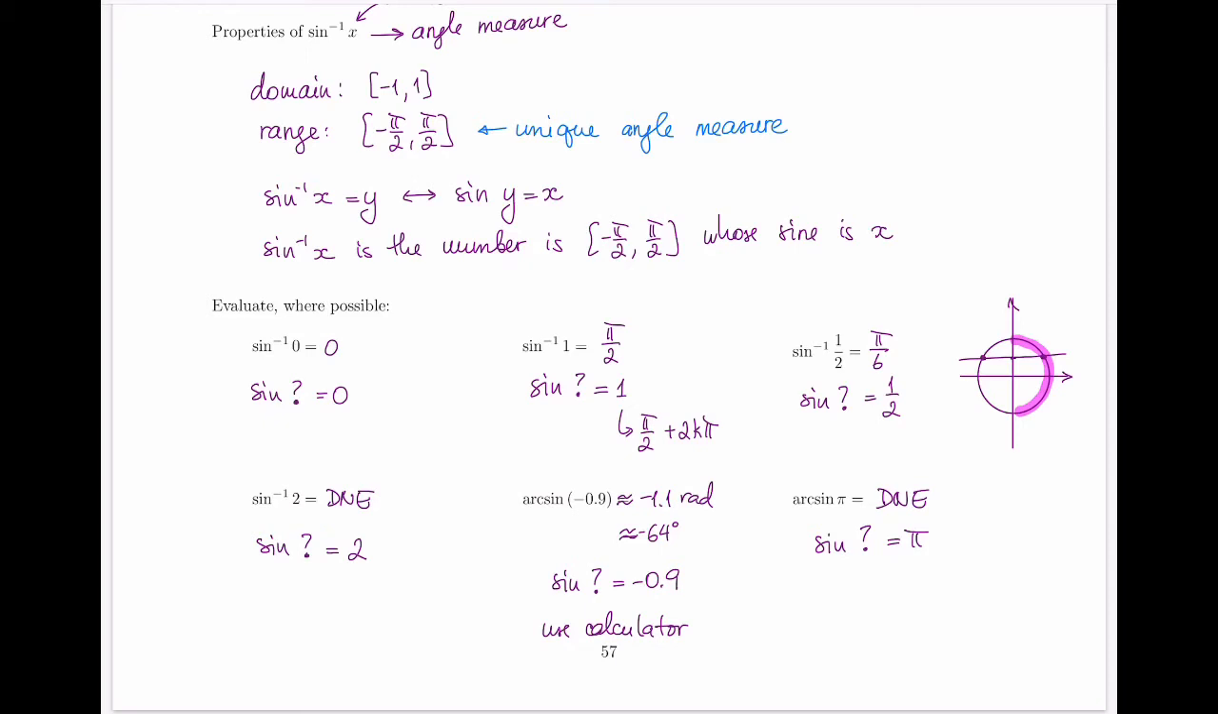So this is again emphasizing the fact that what goes into sine has to be the angle, and what it outputs has to be a number, as opposed to arc sine, which takes in the number as the input and outputs, where possible, an angle measure as the output.